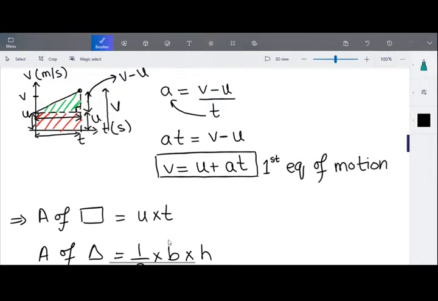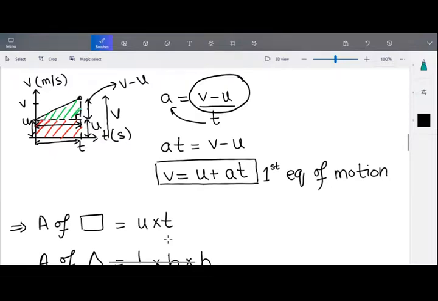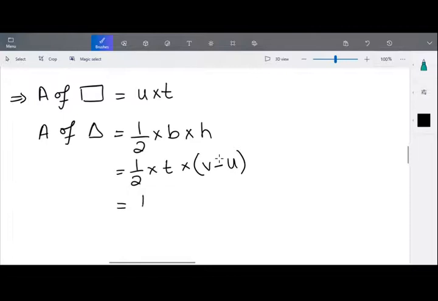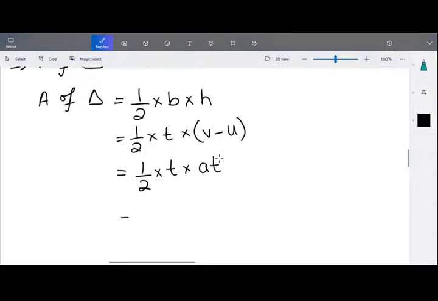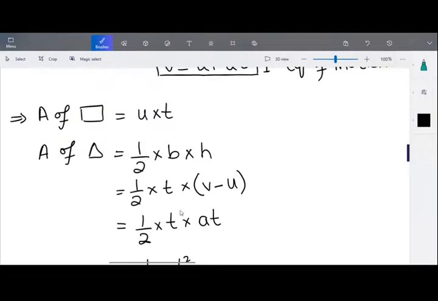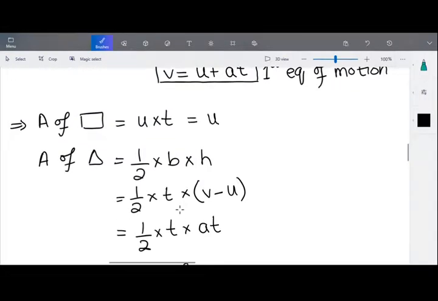Now let's think about v minus u. We've actually seen this before as well, over here. If I want to replace v minus u with a times t, I can do that because it's the same. v minus u equals a times t. So I'm just going to say that the area is half times t times a t. And since I have two t's over here, I can combine them so that I have half a t squared. So the area of the triangle is half times a times t squared, and the area of the rectangle is just ut.